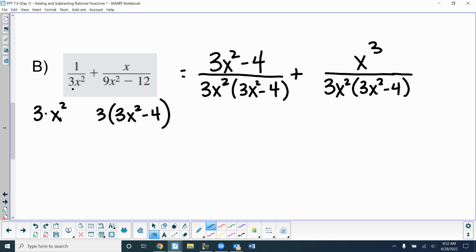All right. So what's this answer? What's the numerator? Combine like terms. 3x or 9x to 1. Oops, not 9.